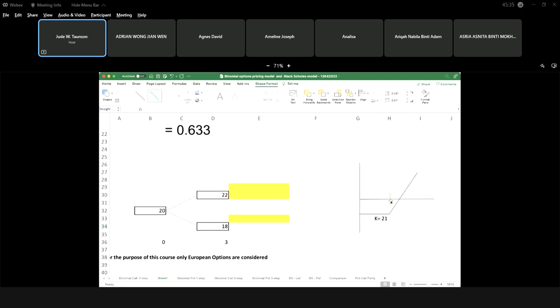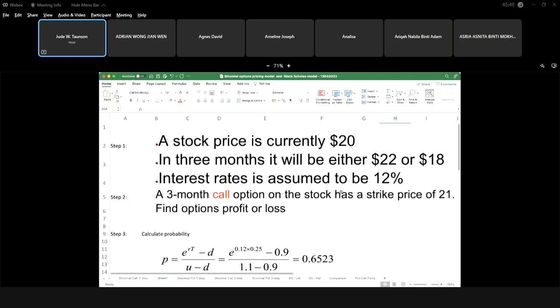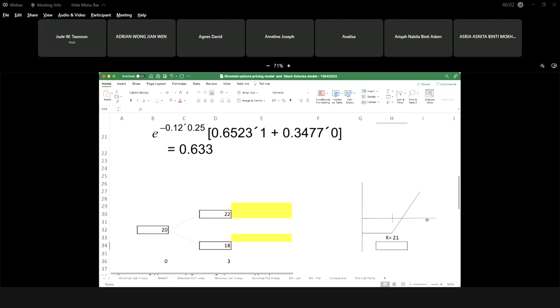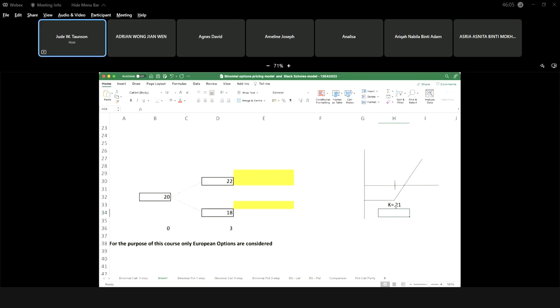Okay, stock price 21 and strike price 21 is given. Look, strike price is given, 21 here. So step 1, we plug in all this information, stock prices. The interest rate we will use later on. And step 2, we find the profit and loss given the strike price. By looking at this diagram, strike price is 21. When the stock price goes up to 22, are we making profit or loss?